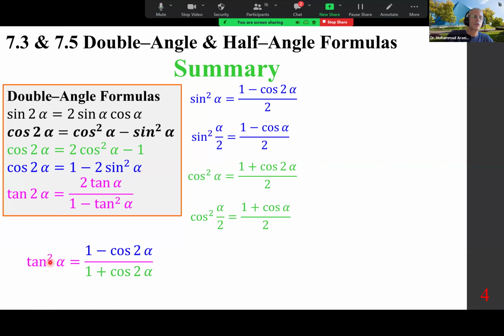Basically, tangent is sine over cosine. And if you want to go with half angle, tan squared of alpha over 2, you replace the 2 alpha with alpha.